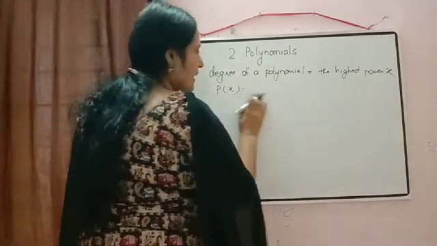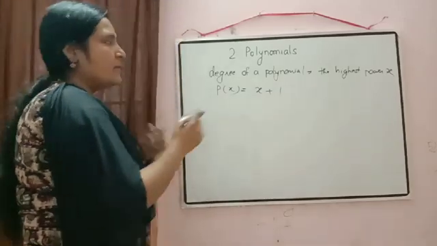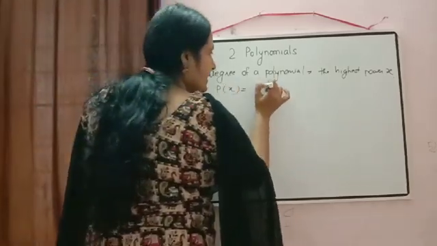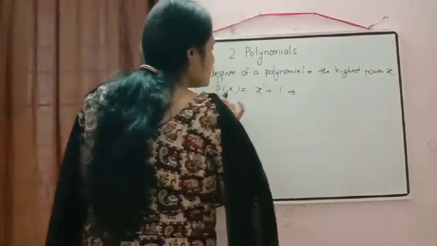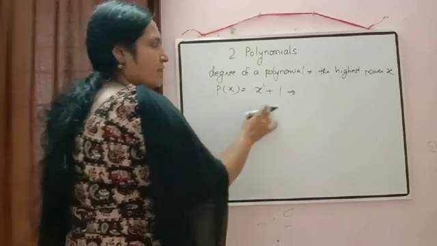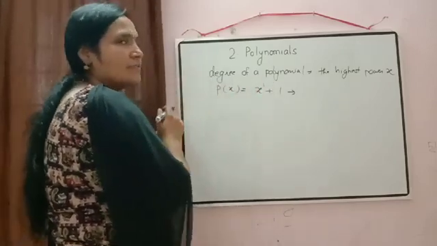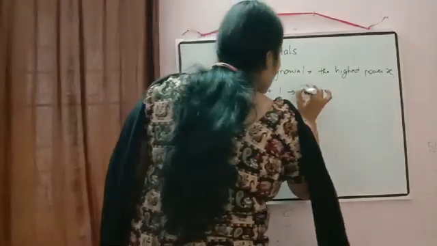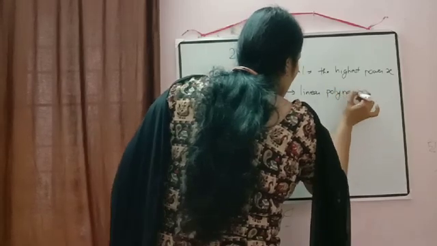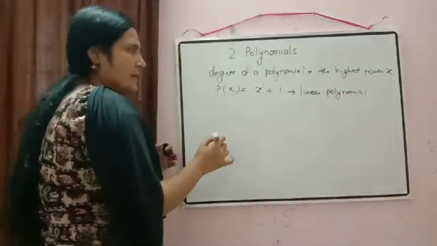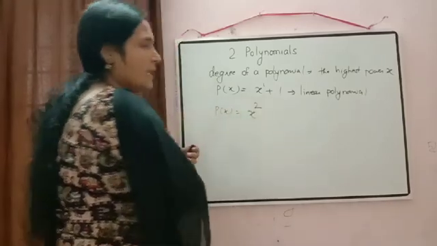Suppose I write the polynomial in this way: p of x is equal to x plus 1. What is the power of x here? x raised to 1. If nothing is written, we can write it in this way. So in a polynomial where the highest power of x is 1, or the degree of the polynomial is 1, that type of polynomial is called a linear polynomial.